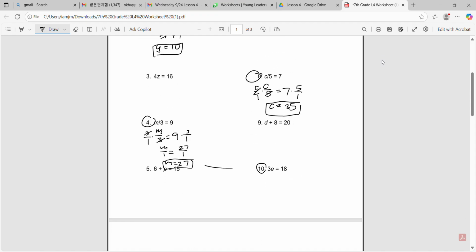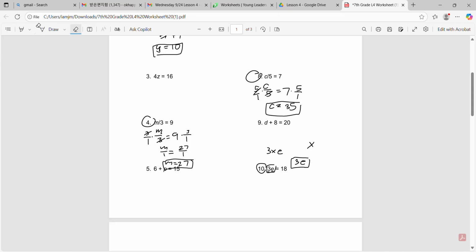Number 10. So 3e. This indicates multiplication. When a number and an unknown variable are put together like that, it's just saying 3 times e. But if we write 3 times e as our expression, it can get a bit messy and mixed up, especially if our variable is an x. So that's why we write it in this format, so it's much simpler and easier to notice.